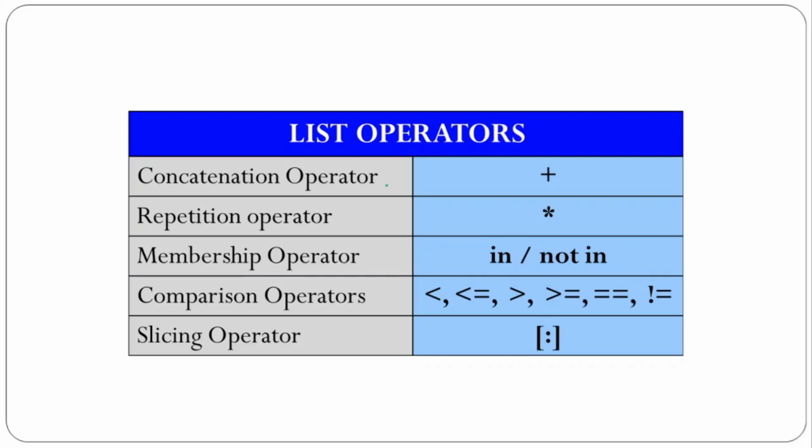So these are the list operators. First one was the concatenation operator plus, then the repetition operator star, the membership operators in and not in, then the comparison operators less than or equal to, greater than or equal to and not equal to, and the last one, the slicing operator, colon within square brackets.